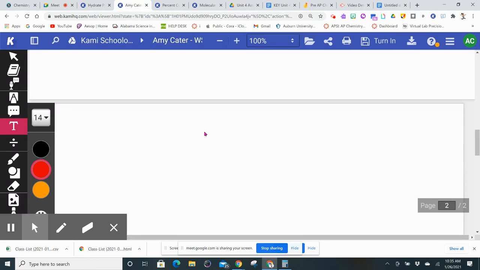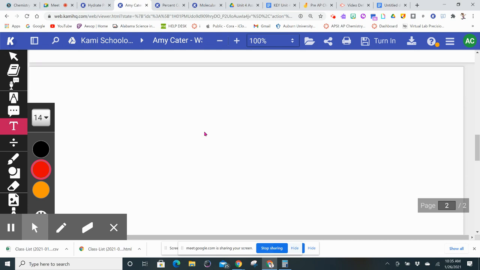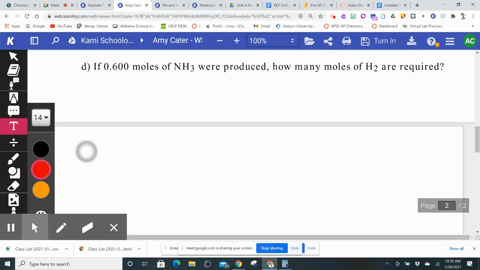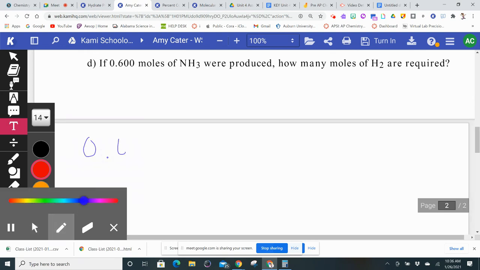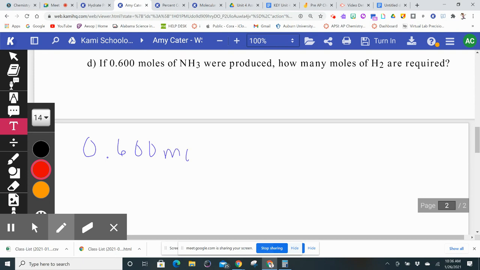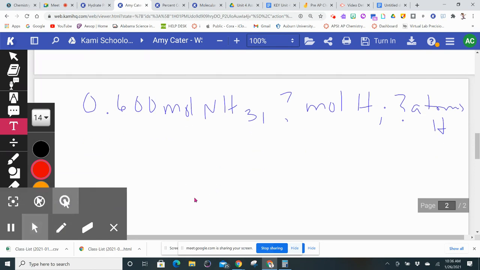So if I have 0.660 moles of NH3, here's my question. How many moles of hydrogen is that? And how many atoms of hydrogen is that? Okay? So what you're going to do is you're just going to use the formula. We're not going to use the equation. So we're going to use the formula, and in all these problems, you start with what you're given. So just like in math. So in this problem, what am I given?